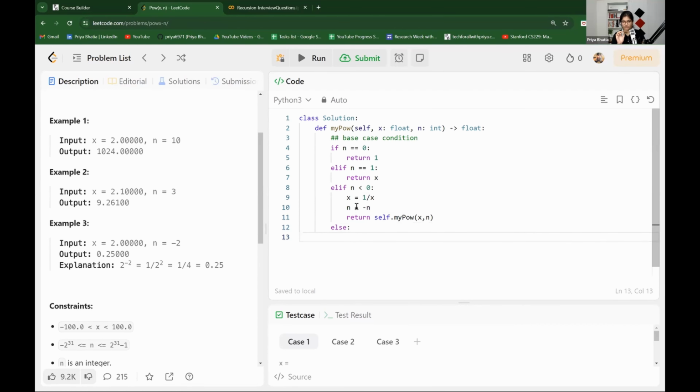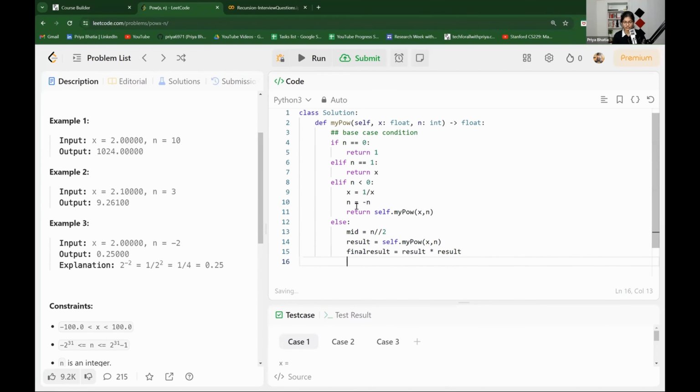Now the else case condition will come, where the value of n is bigger than 1. In that case, what will happen? First step, find the middle value, which is n divided by 2. Second step is to call the recursion to get that result, which is self dot my power x comma n. Now my final result will become result into result. This is the thing which we have already done.